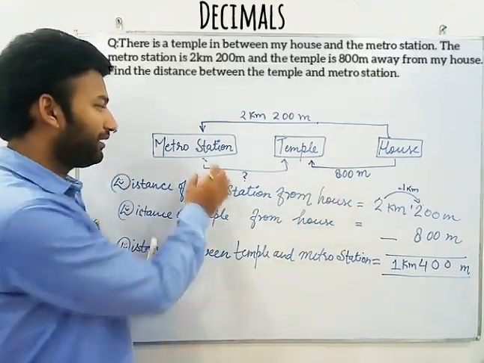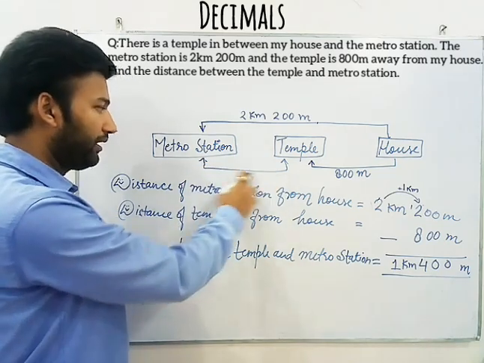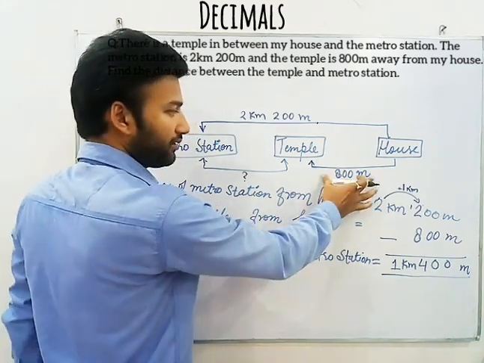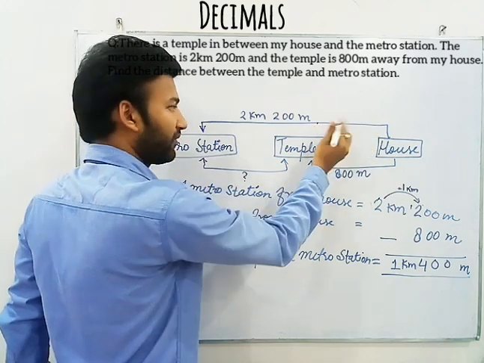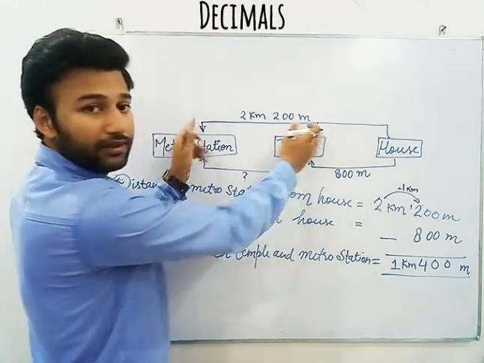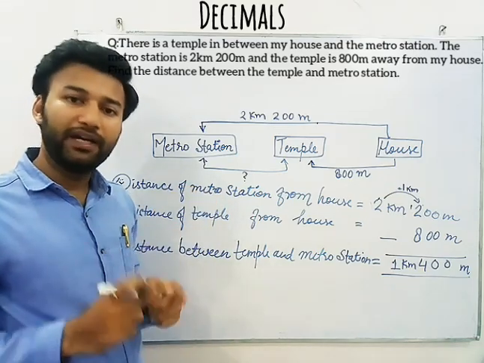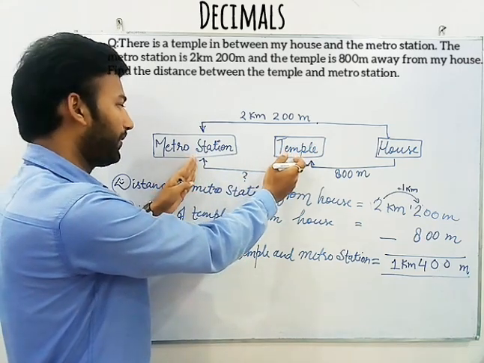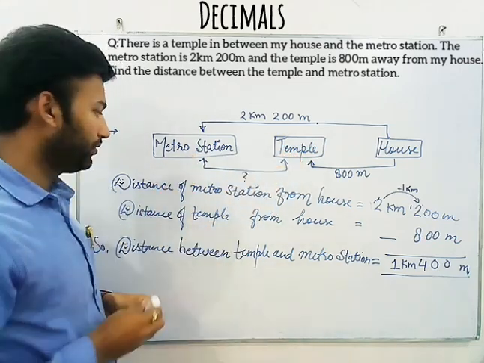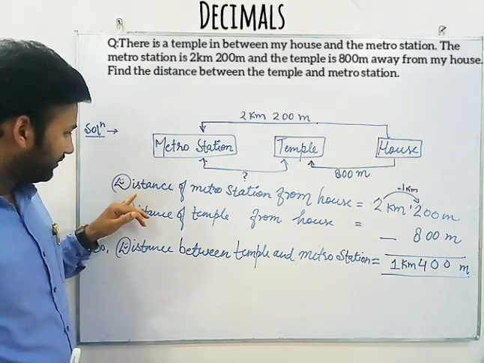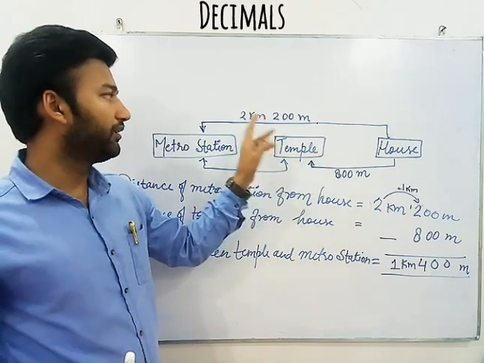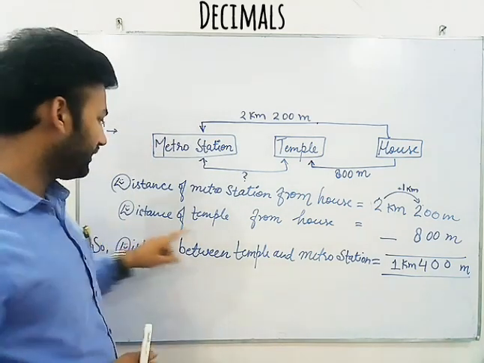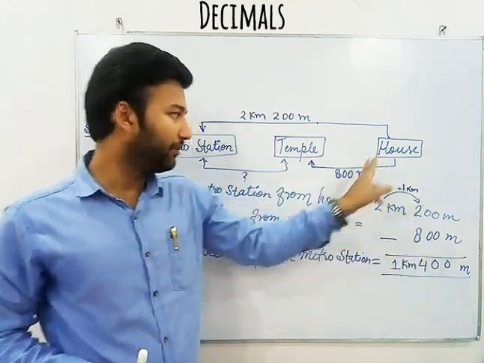Now what is the distance between metro station and temple? This distance, what is it? So just think, this is 800, so this is also 800. Now what is this? It is the remaining distance. So how to find the remaining distance? By subtracting both distances we can find the remaining distance. Remaining means temple to metro station. Clear? So let's start the statement. First, distance of metro station from house, it is given 2 km 200 meter. Next, distance of temple from house, this is 800 meters given.